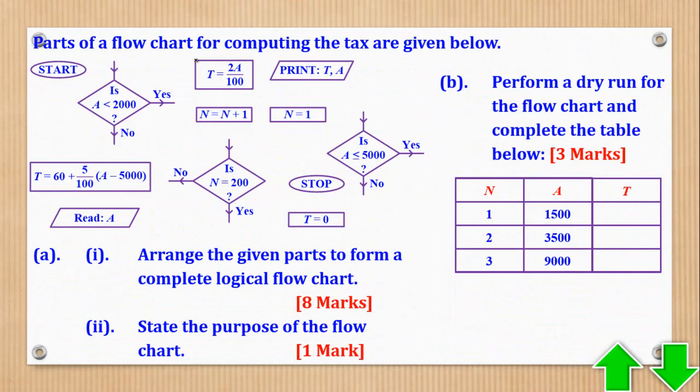Then they said parts of a flowchart for computing tax are given below. Part A Roman 1, arrange the given parts to form a complete logical flowchart. Roman 2, state the purpose of the flowchart. And part B, perform a dry run for the flowchart and complete the table below. Now we shall start with part A Roman 1, where they want you to arrange the given parts to form a logical flowchart.